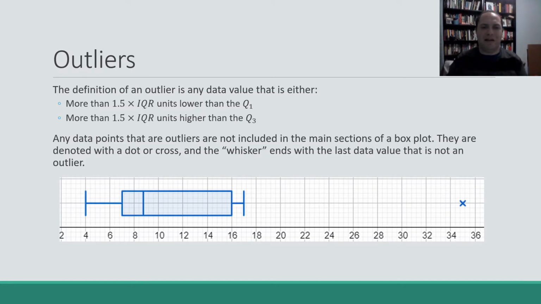Right, the definition of an outlier is any score that is either more than 1.5 times the IQR lower than the first quartile, or more than 1.5 times the IQR units higher than the third quartile. So basically how this looks is from our first quartile down, there'll come a point where anything below that point is an outlier. And similarly from our third quartile, there'll be a little range here. That range is 1.5 times the IQR. That's the same in both cases.